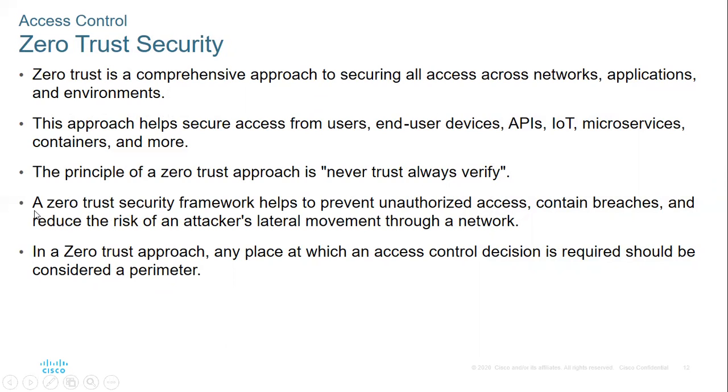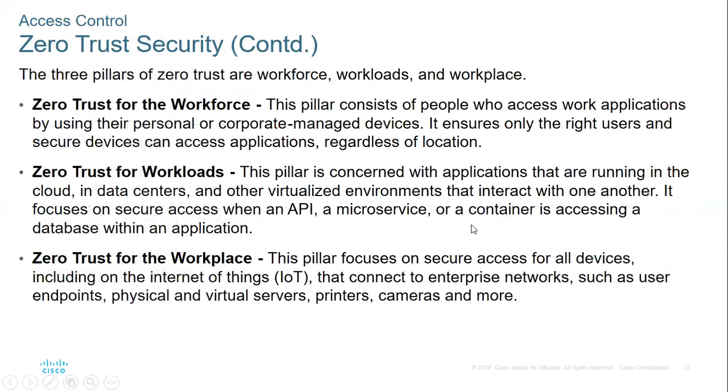Okay, so you see, the zero trust security framework helps to prevent unauthorized access, it also contains the breaches. You know, the breaches, this is when we have unauthorized disclosure of information, and it reduces the risk of an attacker's lateral movement through a network. Okay, so we have 3 pillars of zero trust. Okay, we have workforce, workloads, and workplace.